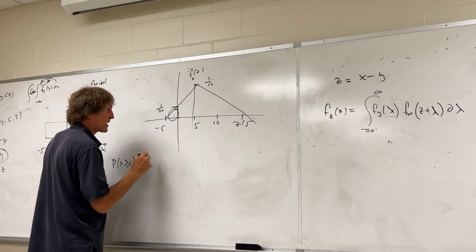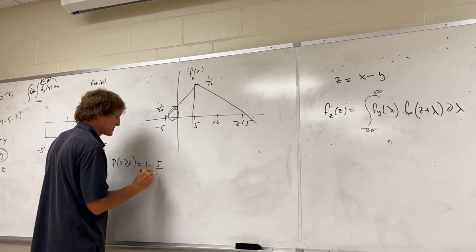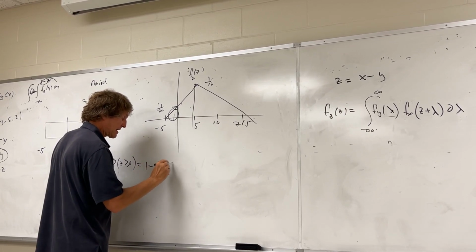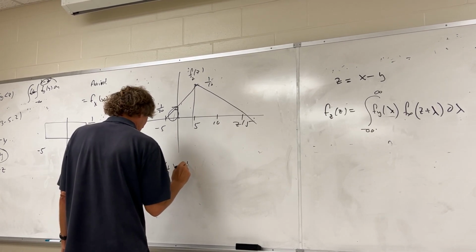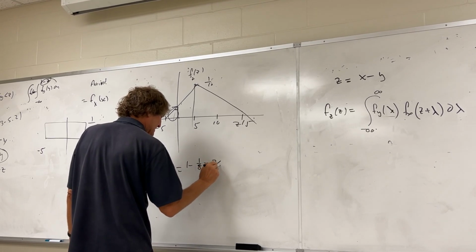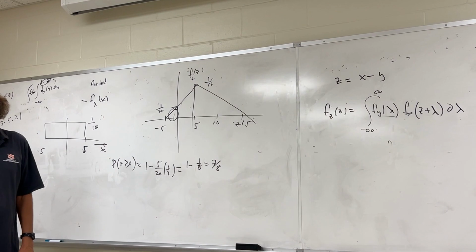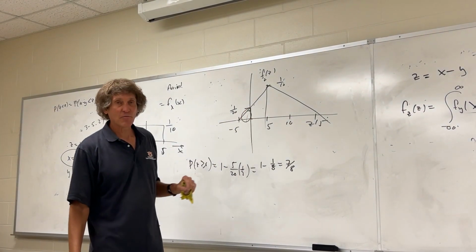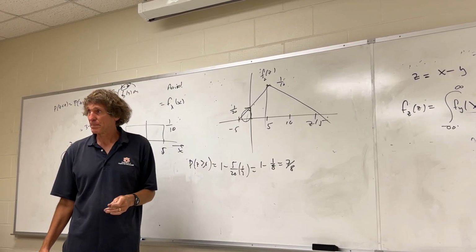Well, the width is 5, so it's going to be equal to 5. The height is 1/20th, but this is a triangle, so it's times 1/2. So what is that? That's going to be 1 minus 1/8, 7/8. I think that's the right answer. Yeah, that's right. Do y'all follow me on this? You could integrate from here up, but why bother if you can just take 1 minus that? Because the integral from there to there has to be 1 by definition.